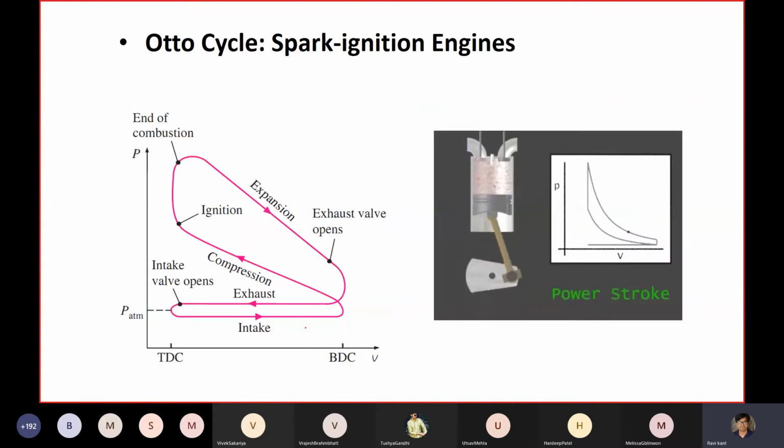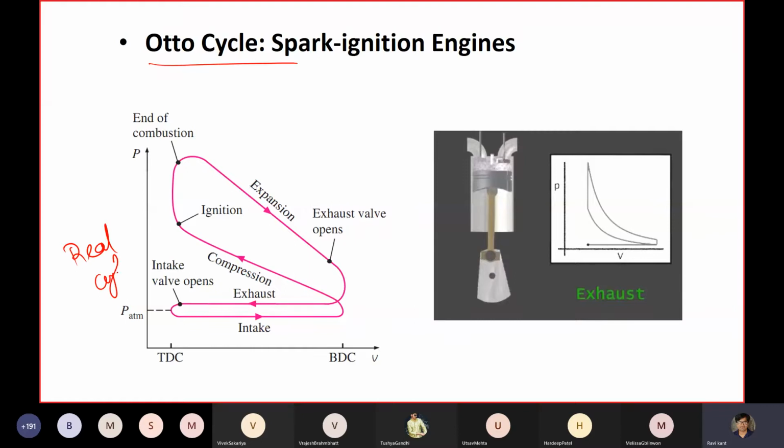Okay, this is the same thing which we have already talked about. This is a typical Otto cycle. Actually, this is not, this is a real IC engine cycle. So we have an intake, a compression, ignition, end of combustion, expansion, and then we come to the same place.